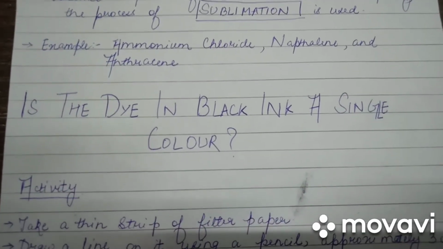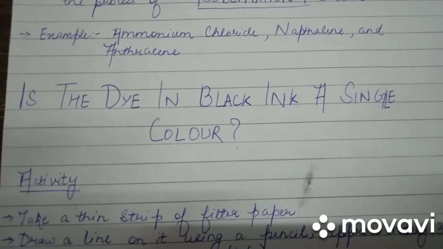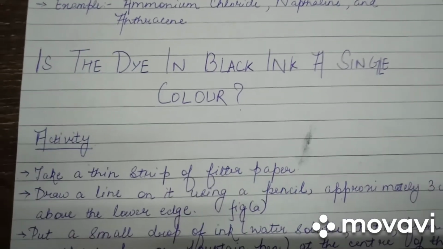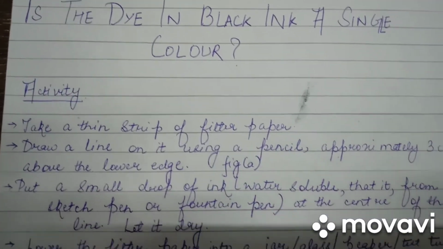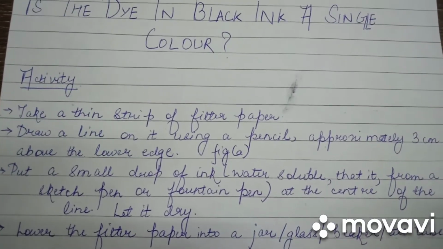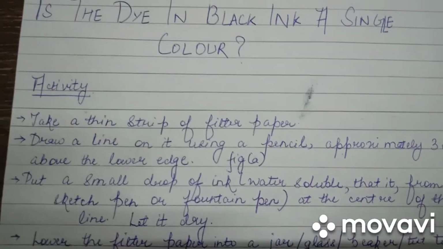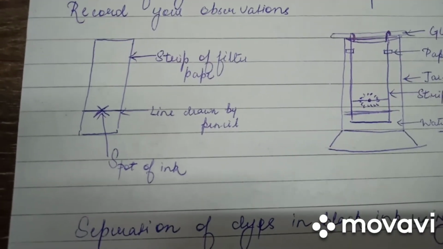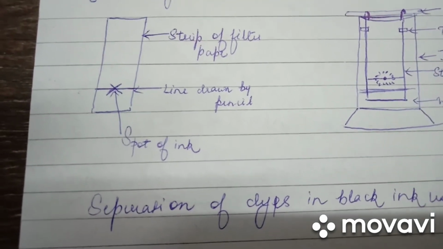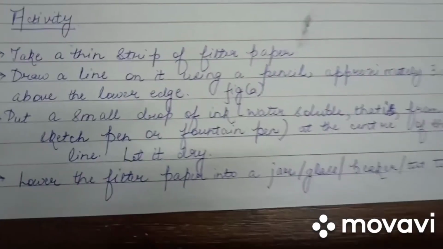Let us move forward and discuss, is the dye in black ink a single color? We shall discuss this with the help of an activity. Take a thin strip of filter paper. Draw a line on it using a pencil approximately 3 cm above the lower edge. Here we have the figure depicting a thin strip of filter paper taken and a line is drawn 3 cm above the lower edge of the filter paper.